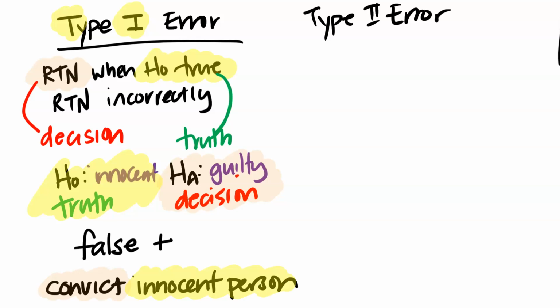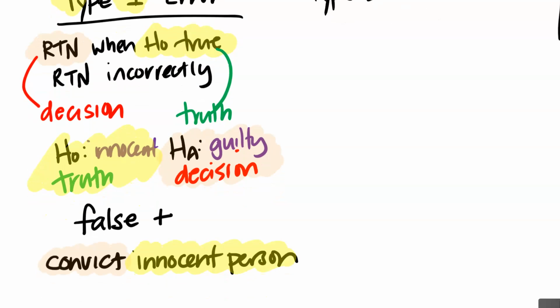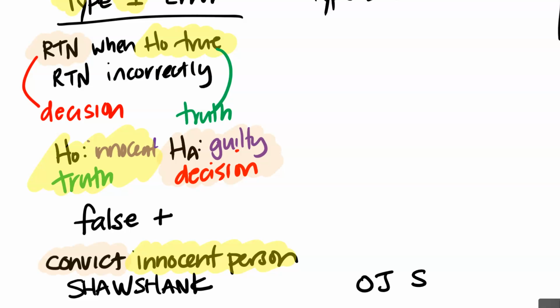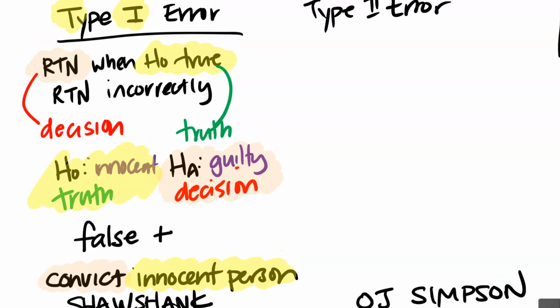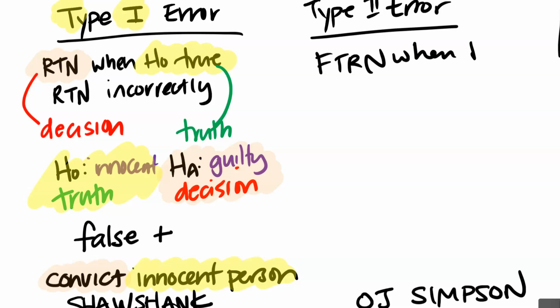And then I've seen it before, a lot of stats memes of this: this is Shawshank, if you've seen that movie, and then type 2 error is O.J. Simpson. But all the things just reverse in a type 2 error. Now we're looking at failing to reject the null when the null is false.